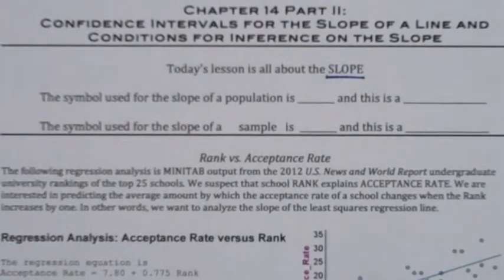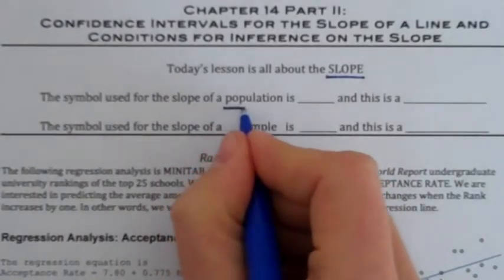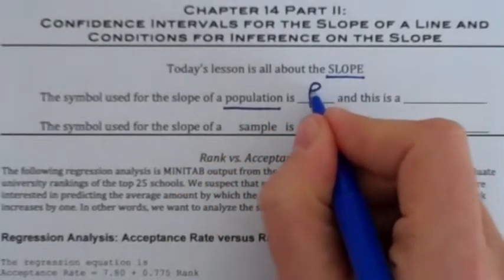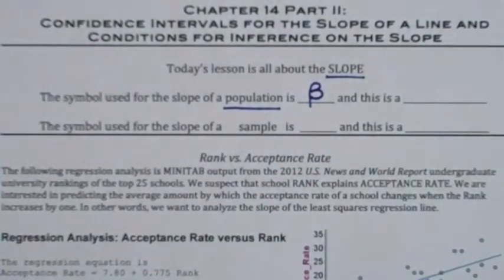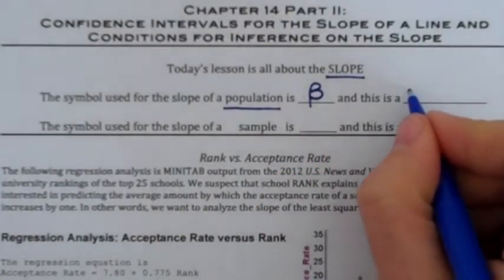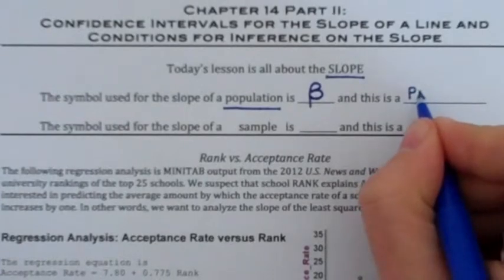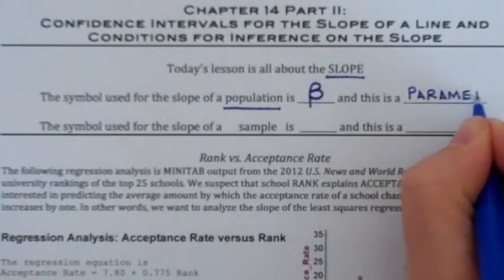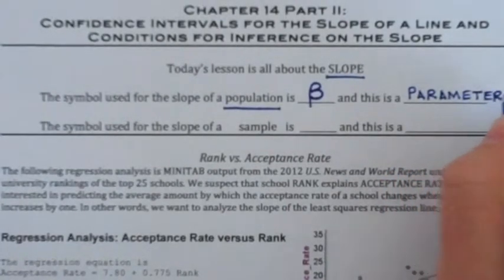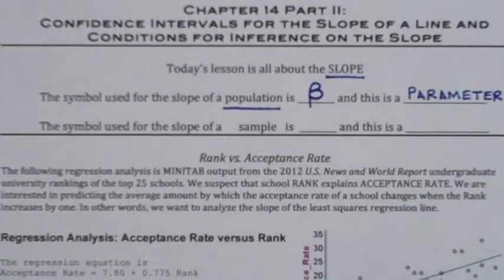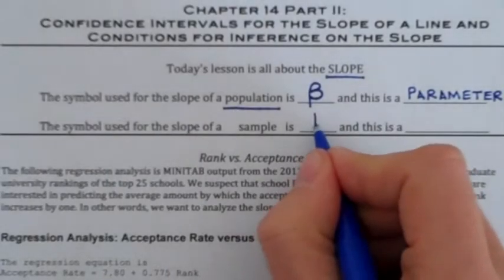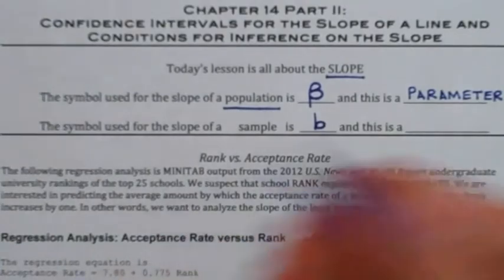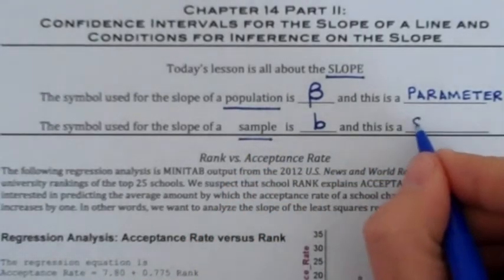And so it's important to recall that we have a symbol that we use for the slope of a population. That symbol is the Greek letter beta. And we should bear in mind that since it comes from an entire population, this is a parameter. Meanwhile, we should remember that we also have a symbol we've been using for the entire year for the slope of a sample, and that's just the lowercase letter b. And so, of course, since it's from a sample, this is a statistic.